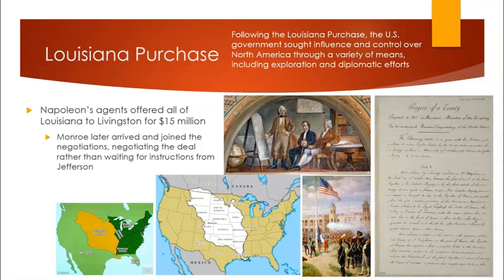Monroe and Livingston immediately entered into negotiations and reached an agreement that actually exceeded their authority, as they purchased the entire Louisiana Territory, including New Orleans, for $15 million. The acquisition of approximately 827,000 square miles would double the size of the United States, and it works out to a cost of approximately 3 cents an acre. I mean, really, this is just too good of a deal to pass up.